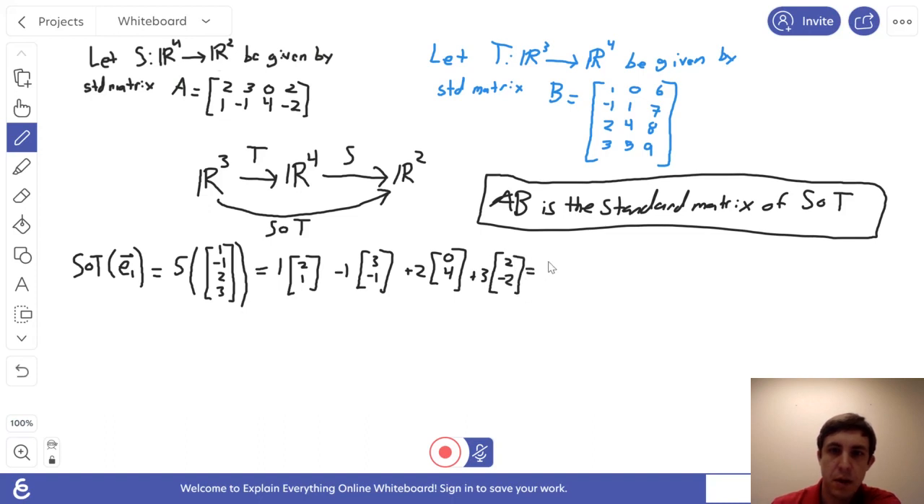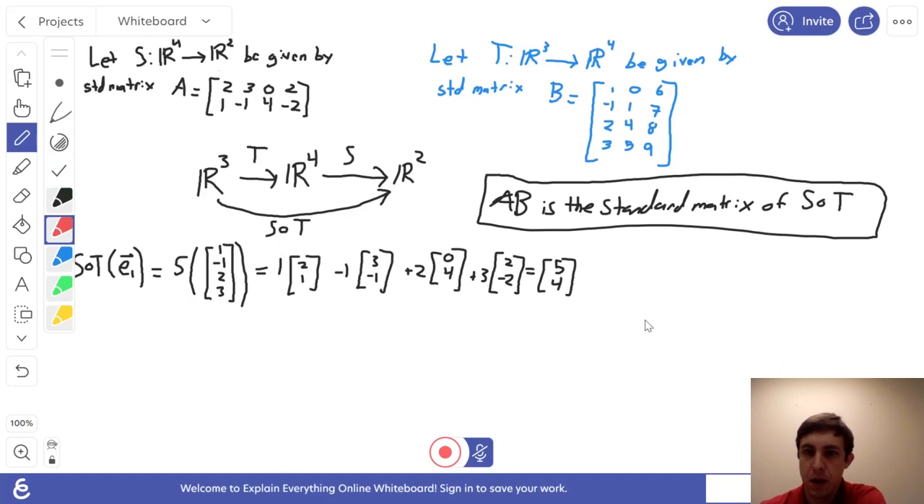Now we just have to do a little bit of arithmetic here. On the top, I think we get a 5, and on the bottom, I believe we get a 4. So that's going to be the first column of our matrix AB. Maybe I'll change colors and write this over here. AB first column is 5, 4.